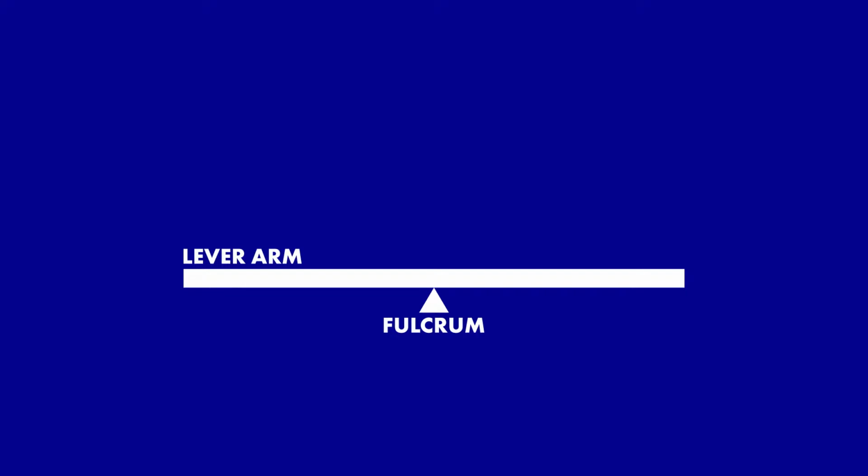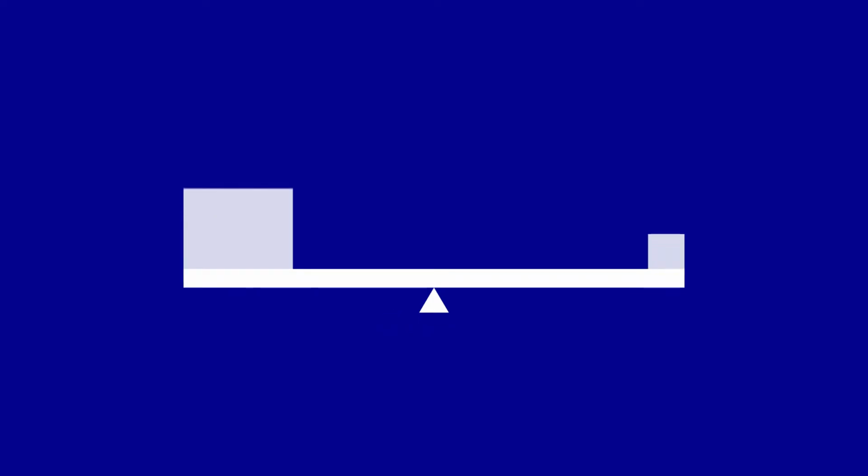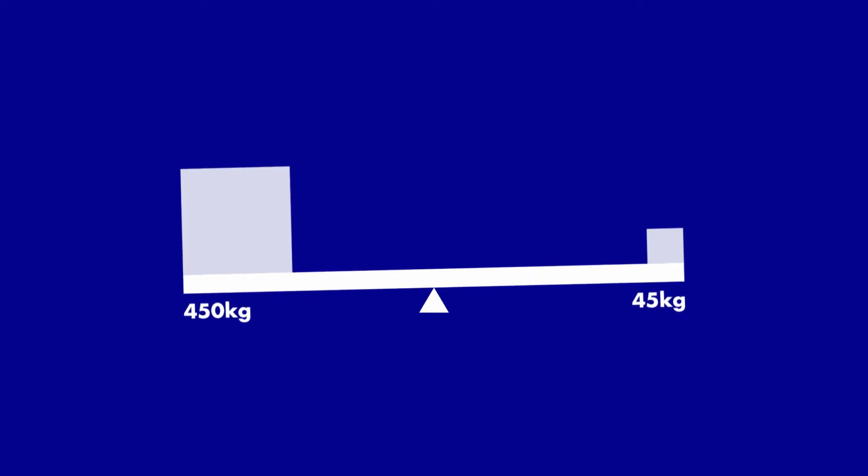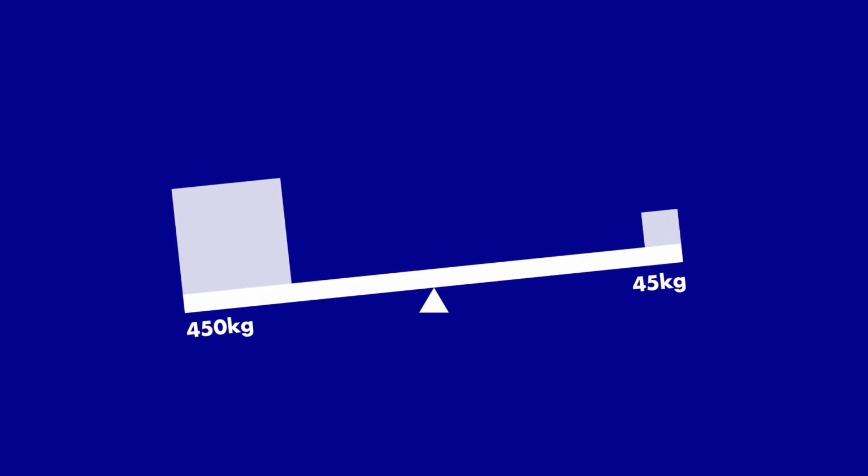The lever is useful because it generates what is called mechanical advantage. Let's say you decide to sit on one end of this lever, while some of your friends put a large weight on the other end. If you weigh 45 kilograms, but the weight on the other end weighs 450 kilograms, there's no way you'll be able to move the weight. This is because the fulcrum is in the middle of the lever arm.